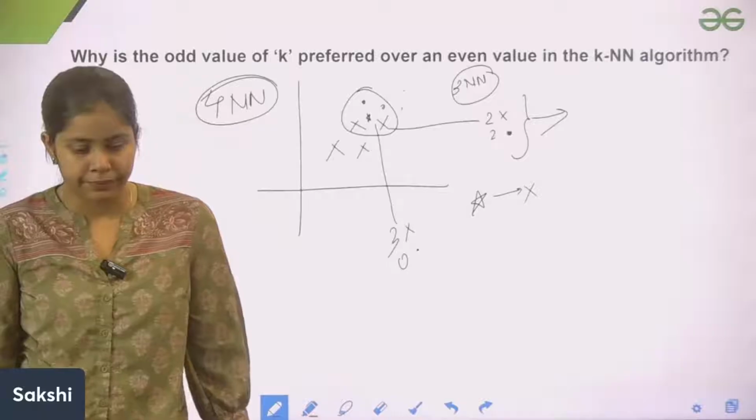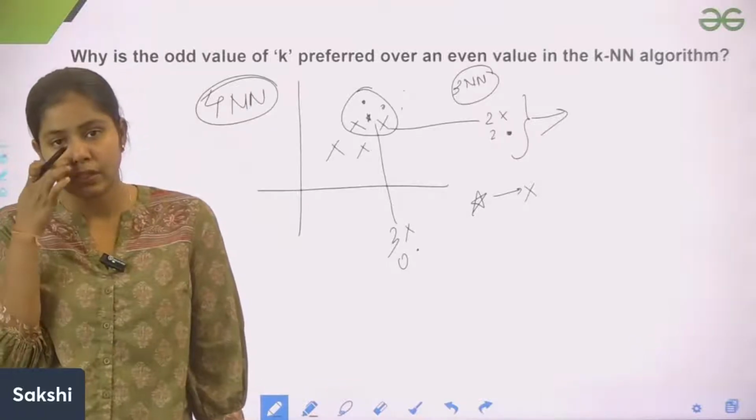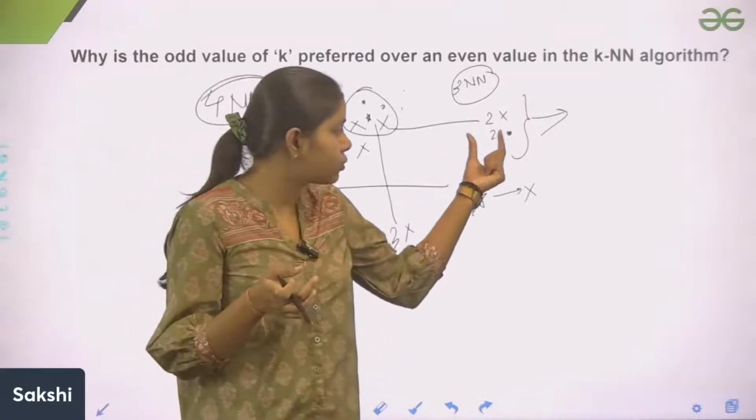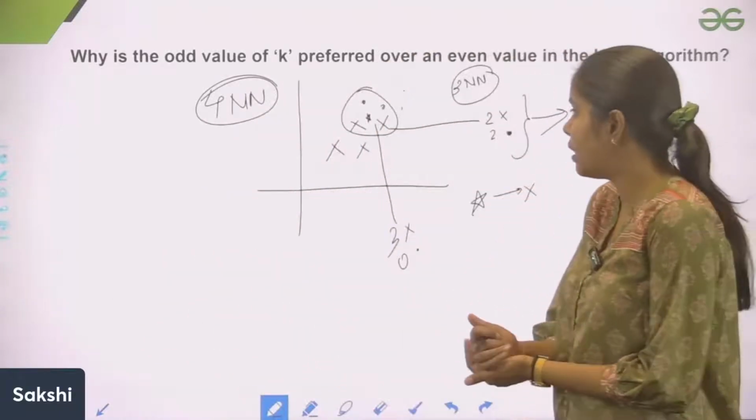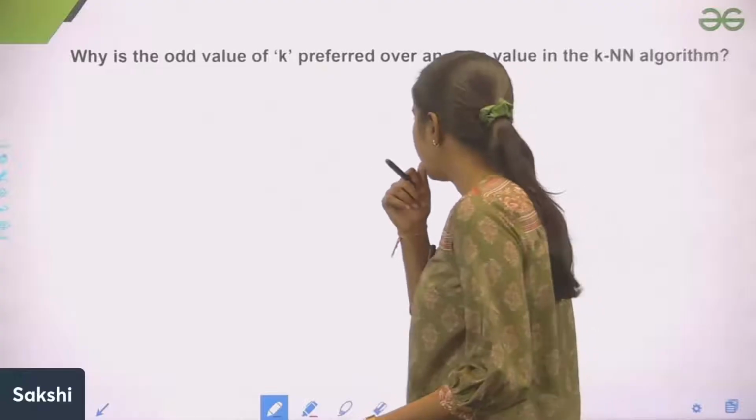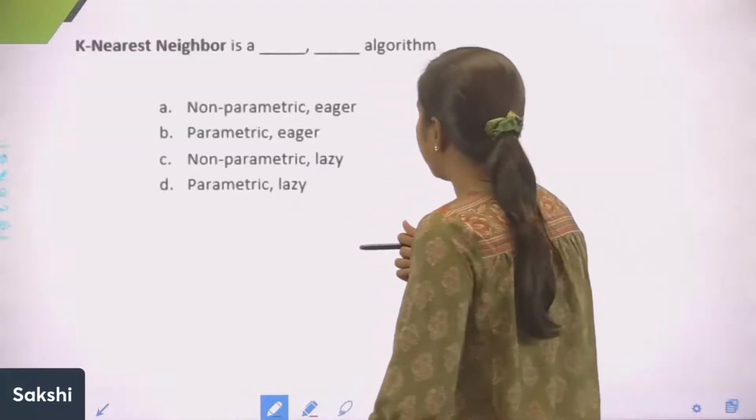Right, Azam. There is an issue that this star belongs to either cross or circle. So that's why we prefer an odd value of k over an even value of k.